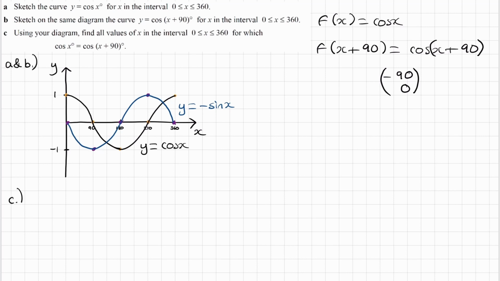So for part C, it says, using your diagram, find all the values of x in the interval of 0 to 360 for which these two things are equal. So we're looking for the intersections. The intersections would be here and here.